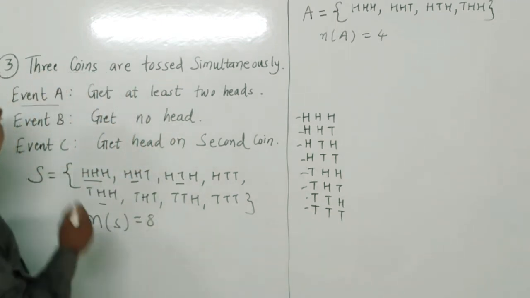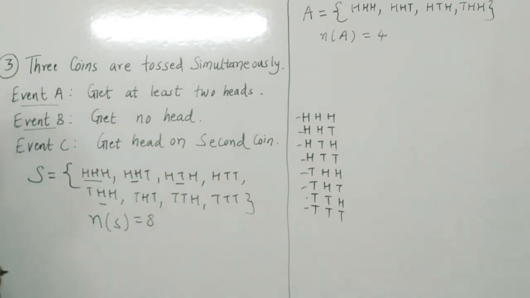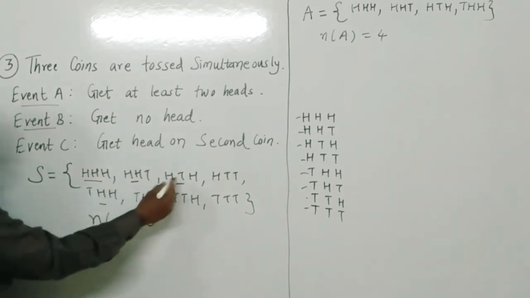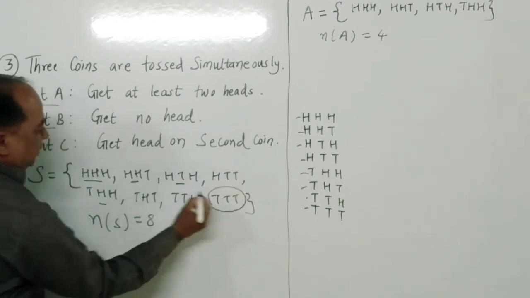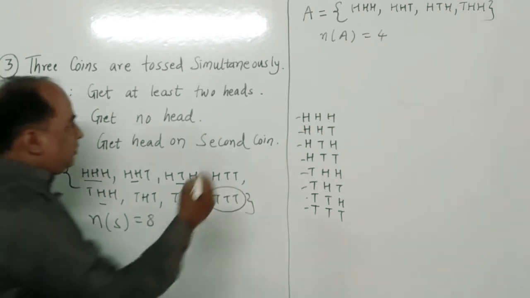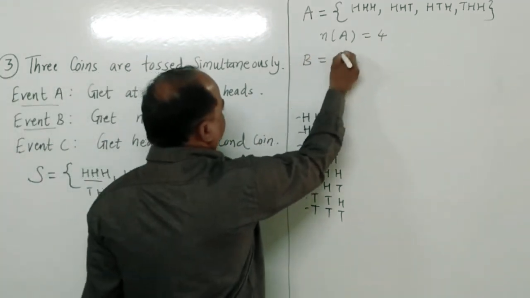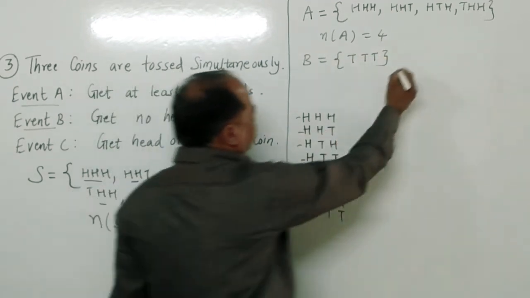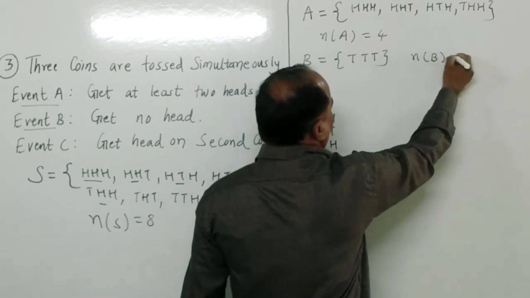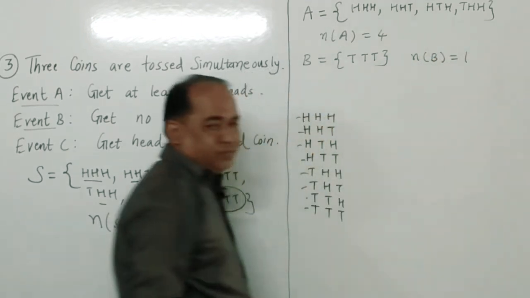Now next event B, there is no head. So here the head is not in the sample point T. So B is equal to TTT. So the number of sample points in event B is 1.